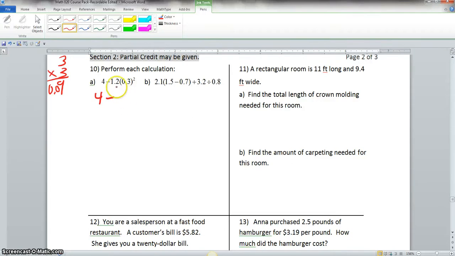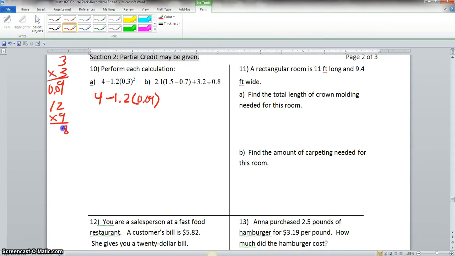Okay, class, picking up where we left off, we had 4 minus 1.02, and then that 0.3 squared gave us 0.09. Now we're left with subtraction and multiplication. So we would take this 1.2 times 0.09, which would give us 12 times 9.